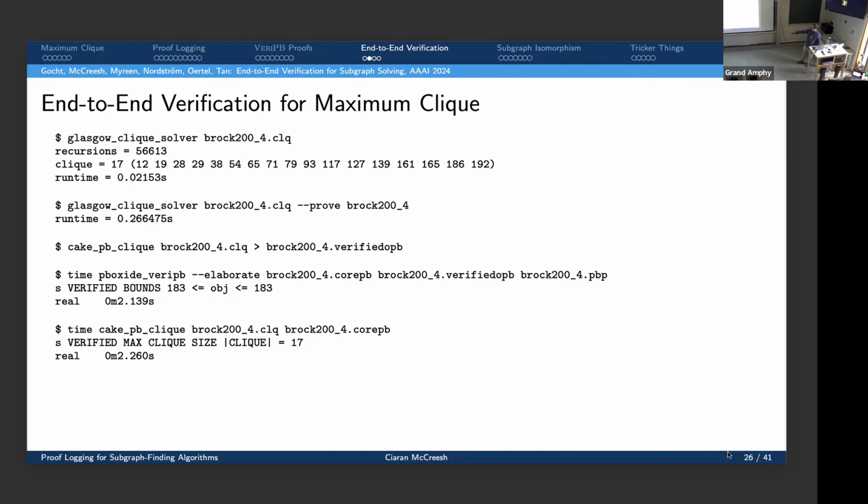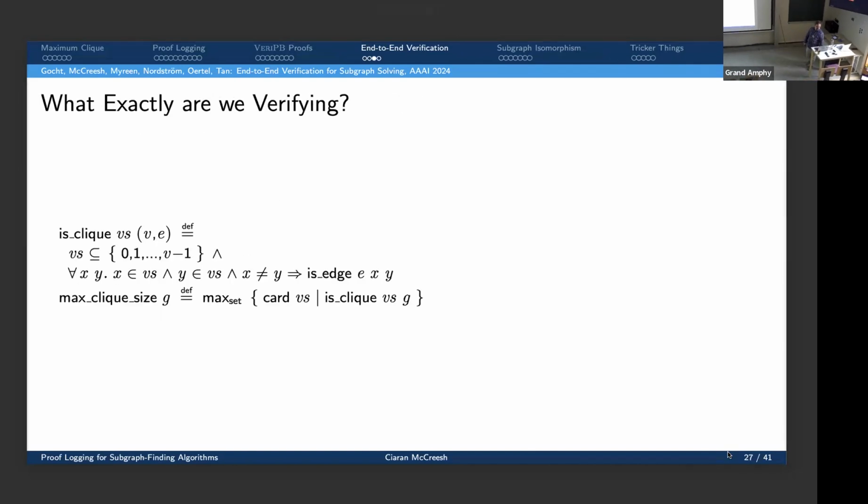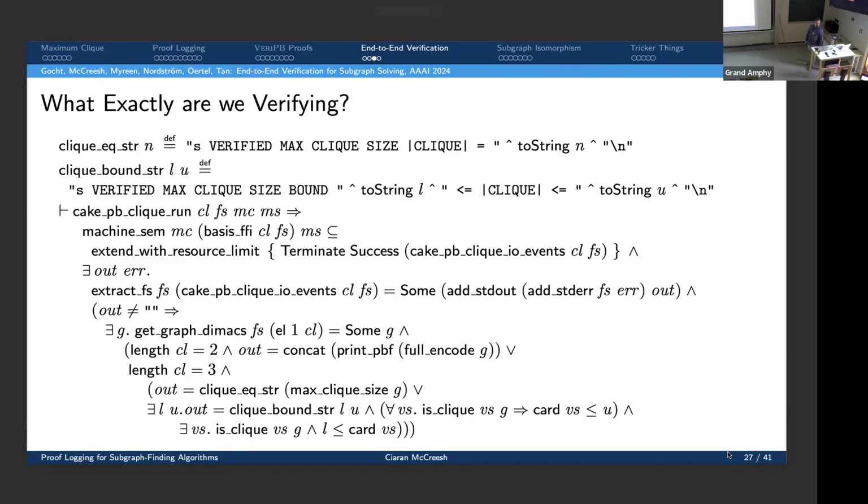But here, notice KPB clique only takes in the instance file and this proof. So it doesn't need to take in the encoding or anything else. So we've removed that problem. What do we need to trust? Ciaran will tell us more about this tomorrow. So all we need to trust is this definition of the clique and some slightly scary things saying if we run the proof checker on hardware and if it outputs the following, then. In particular, there's nothing about pseudo-Boolean proofs in here. So if you want to trust the verifier, you don't need to know that we are using pseudo-Boolean proof logging.